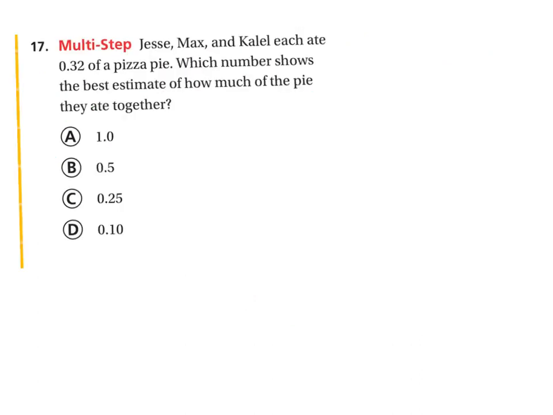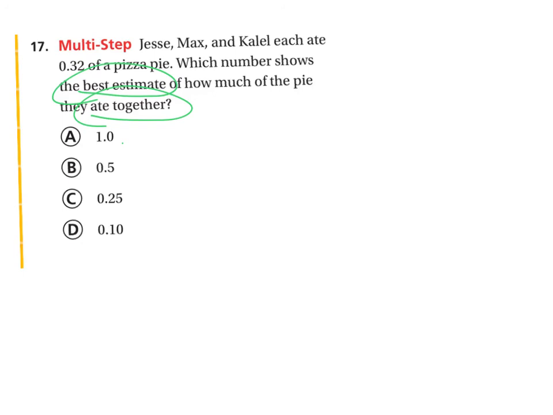All right, this last one is multi-step. Jesse, Max, and Khalil each ate 32 hundredths of a pizza pie. Which number shows the best estimate of how much of the pie they ate together? A couple of things stick out to me. It says best estimate, so I'm already thinking I'm going to be estimating here. And when I read which number shows the best estimate of how much pie they ate together, I really think I'm going to be combining here.